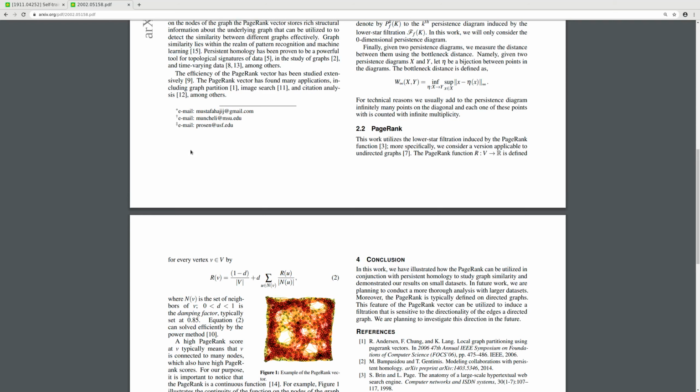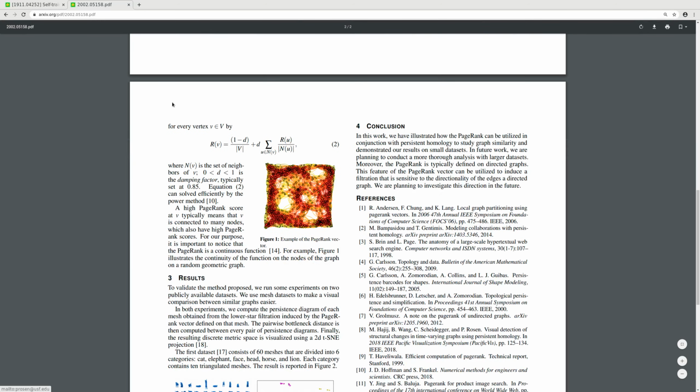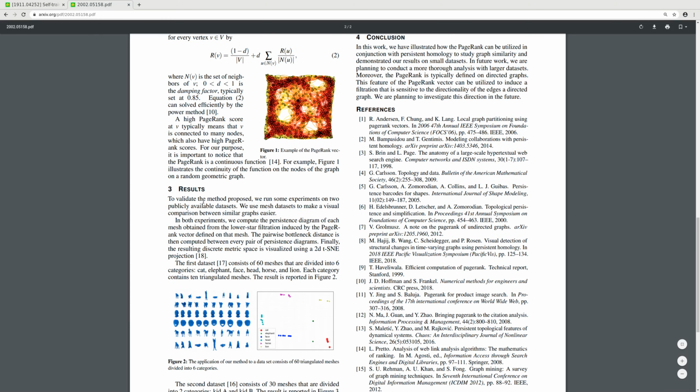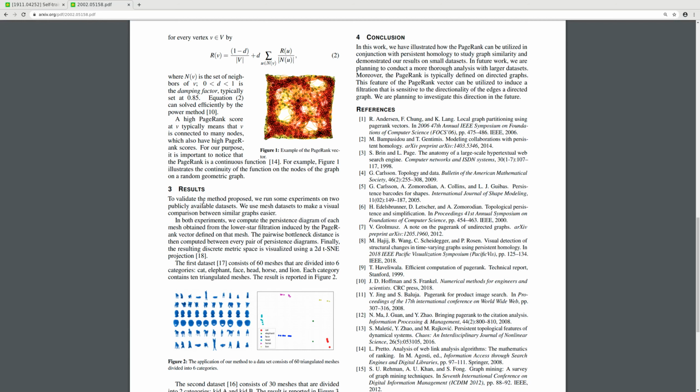So the PageRank. This analysis is the lower star filtration induced by the PageRank function on a graph. More specifically, we consider a version applicable to undirected graphs. The PageRank function R from V to R is defined for every vertex v by, that's the definition of PageRank, where they also use a damping factor. A high PageRank score typically means that v is connected to many nodes which also have high PageRank score. For our purpose, it is important to notice that the PageRank is a continuous function. For example, figure 1 illustrates the continuity of the function on the nodes of a random geometric graph.